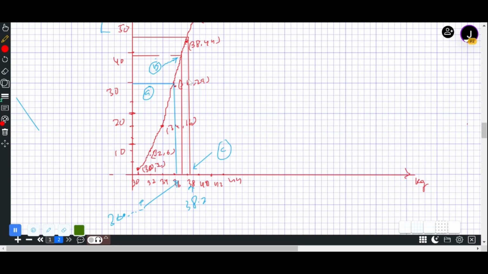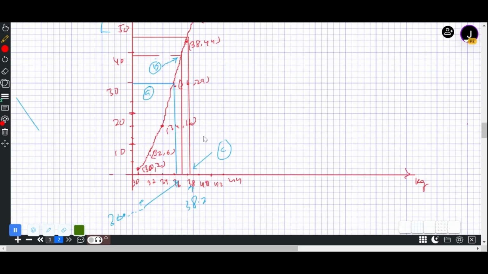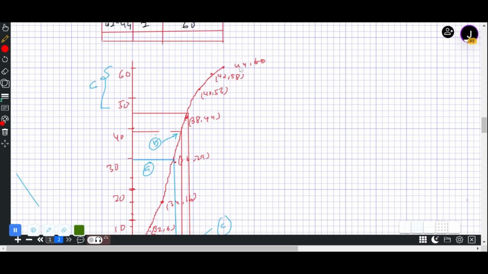So 30, the upper boundary of the class and the cumulative numbers: 32, 6; 34, 16; 36, 29; 38, 44; 40, 53; 42, 58; 44, 60. If you see it here, I have marked it. So the upper boundary of the class and the cumulative number associated with that. Once you mark this, we will connect this using a rough line, which I have done here. You can see the red line here. That is how the ogive is made.